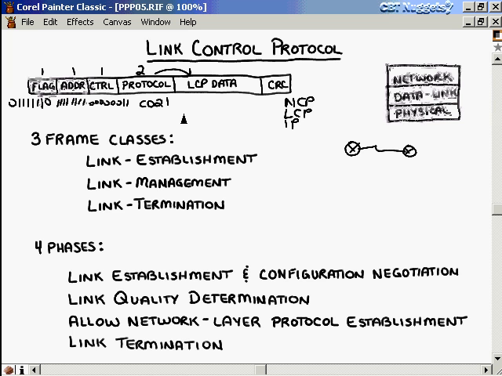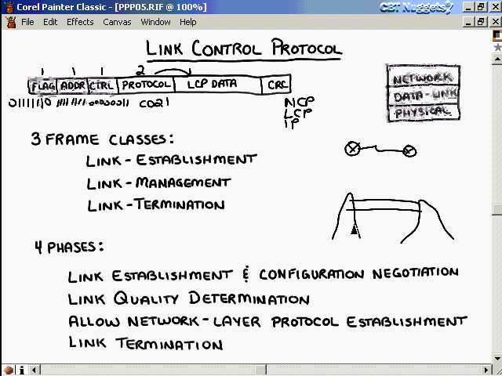All right, so far we have the classes of the frames, and we also have the breakout of what the frame looks like. Now let's look at the 4 phases of LCP. Keep in mind that on LCP, all we're really doing here is establishing the framework, or those first 2 pieces of rope across the 2 mountains. Okay, we're not doing anything beyond that.